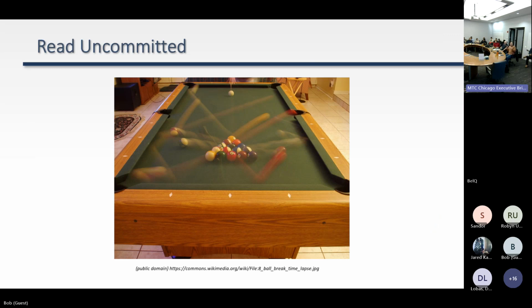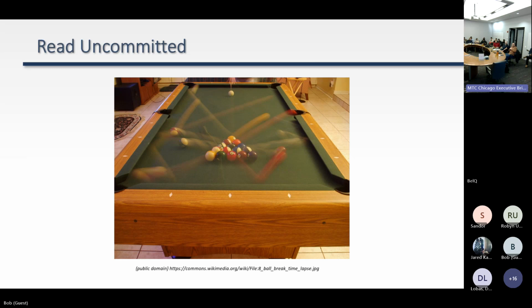So to kind of illustrate this with a photo, to show you what a read uncommitted query would actually look like, it's a time-lapse photo, right? So this time-lapse photo, the shutter was open for a long period of time while someone was breaking in pool there.